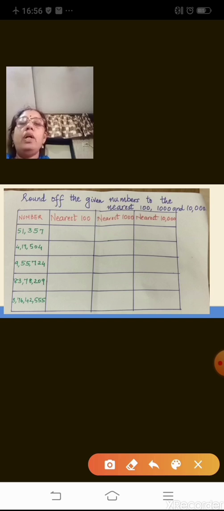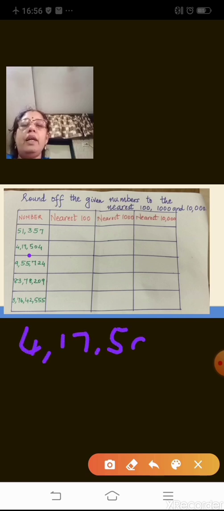4,17,504. Now here in the hundreds place it is 5, but in the tens place it is 0. So while rounding off the number, your number becomes 4,17,500. Okay, coming to the next one, we'll first do all the sums for the nearest 100. We'll round off all the numbers to the nearest 100 first.